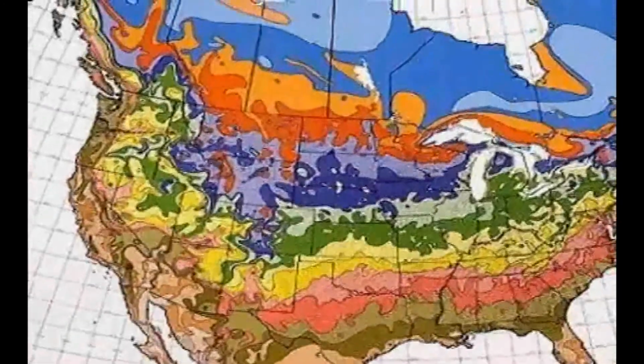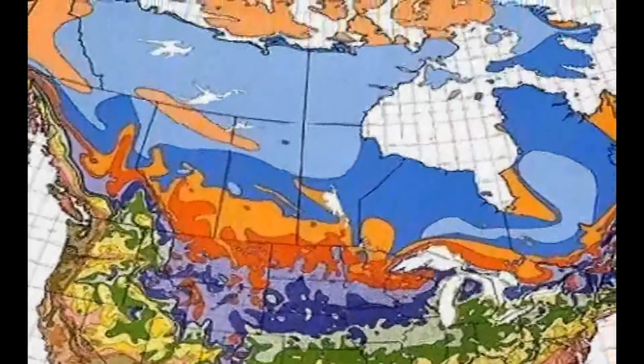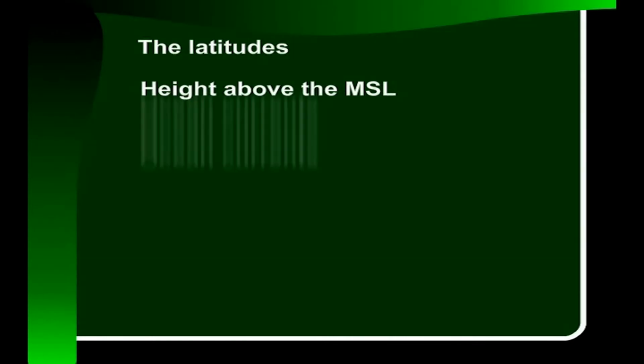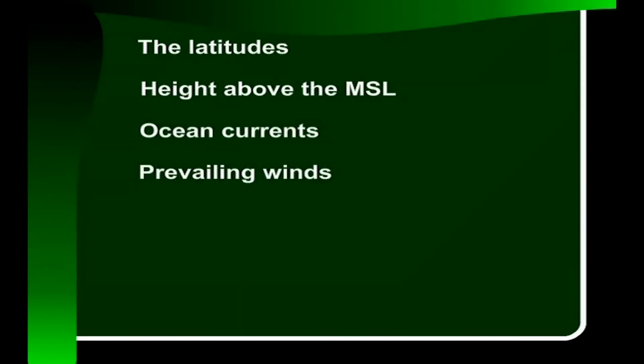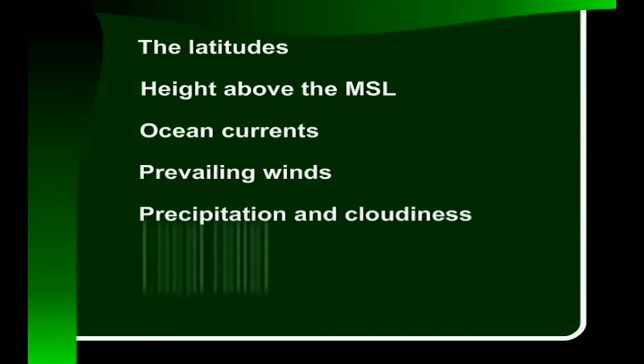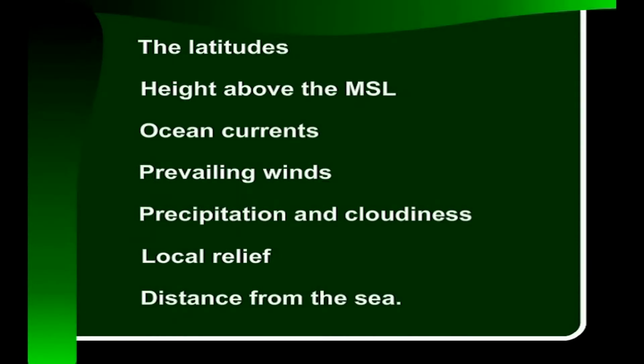Annual range of temperature. The difference between the warmest and the coldest monthly means is called the annual range of temperature. It varies from place to place. The following are the factors that control the range of temperature. The first one is latitude. The second ones are height above mean sea level, ocean currents, prevailing winds, precipitation and cloudiness, local relief, and distance from the sea. So, now let us see the latitude.